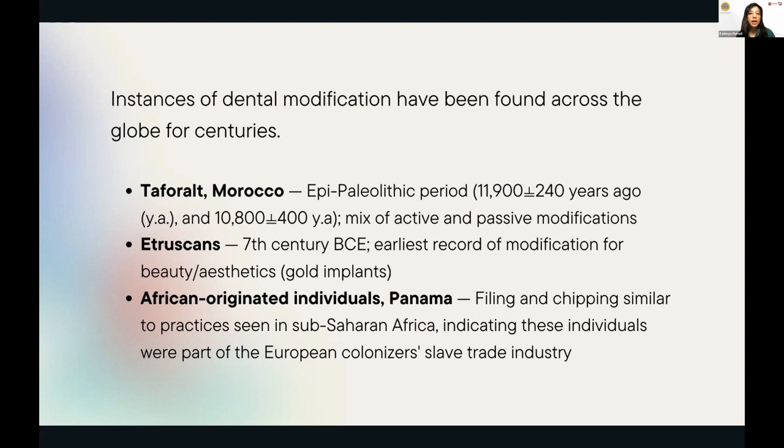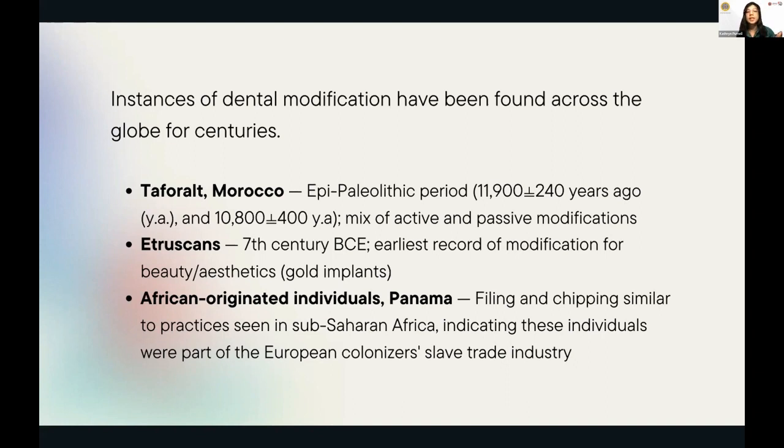One example is a cemetery site in Taforalt, Morocco, during the Epipaleolithic period, wherein individuals buried in the site had a mix of both active and passive modifications. Among the Etruscans in the 7th century BC, there is the earliest record of modifications done for aesthetics or beauty, found mostly in female individuals that had gold implants placed on their teeth.